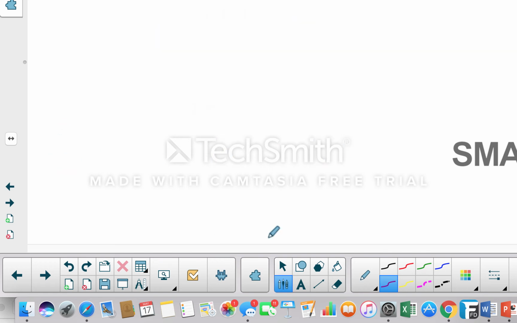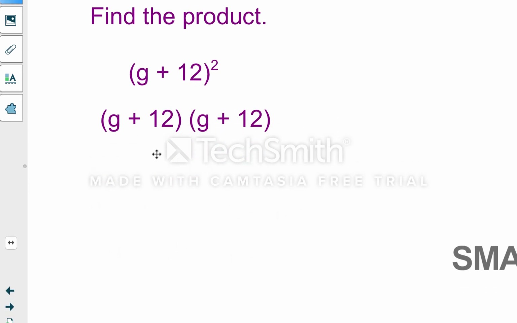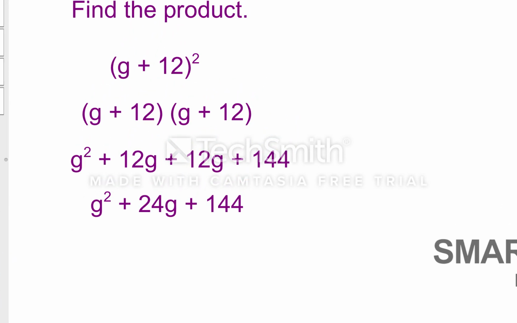Again, press pause, see if you can do this one. Hopefully you're catching on. I would rewrite it. Hopefully you're recognizing a pattern that the first term is just going to be something times itself, right? Those two first terms, and then those two last terms are multiplying by themselves. And then these middle terms, it looks like they combine those 12s to get 24g.